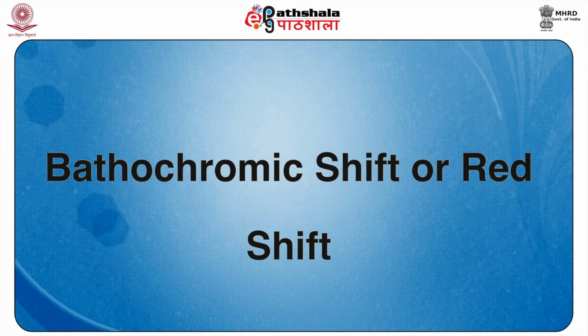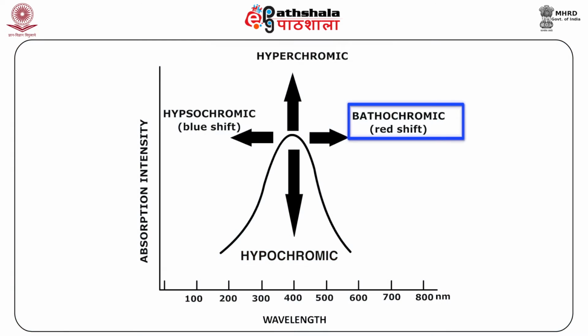Now, coming on to the bathochromic shift or the red shift, as we know, the shift of an absorption maximum towards longer wavelengths or lower energy is called bathochromic shift. It may be produced due to presence of an auxochrome or change in solvent polarity. Now, because the red color has a longer wavelength than the other colors in the visible spectrum, therefore, this effect is also termed as the red shift.